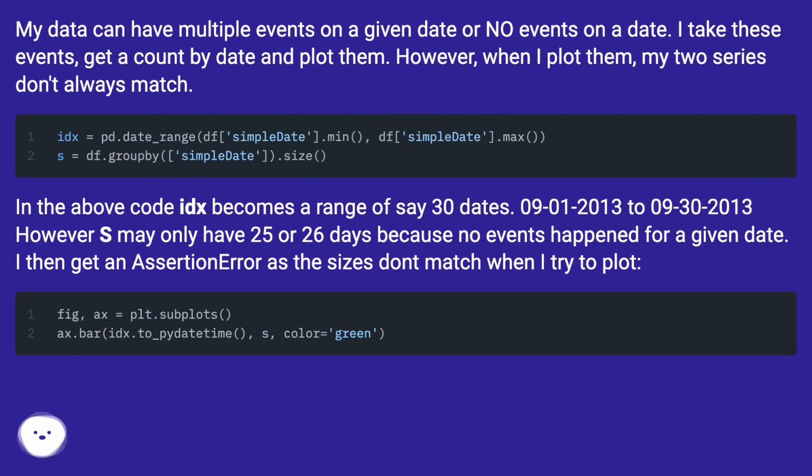In the above code it becomes a range of say 30 dates. The 9th of January 2013 to the 30th of September 2013. However, S may only have 25 or 26 days because no events happened for a given date. I then get an assertion error as the sizes don't match when I try to plot.